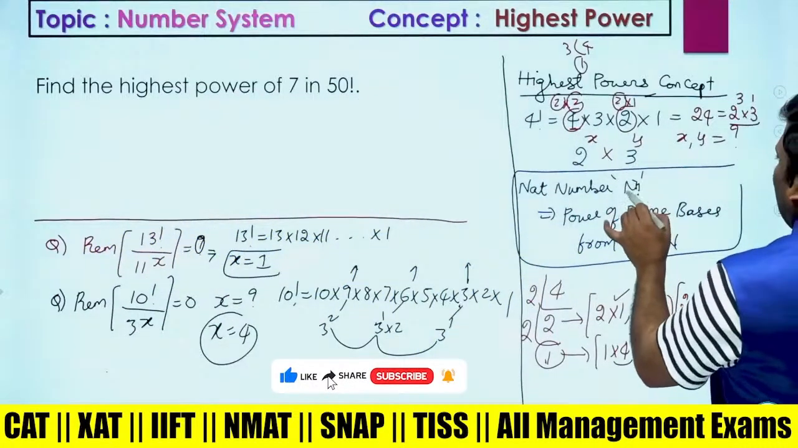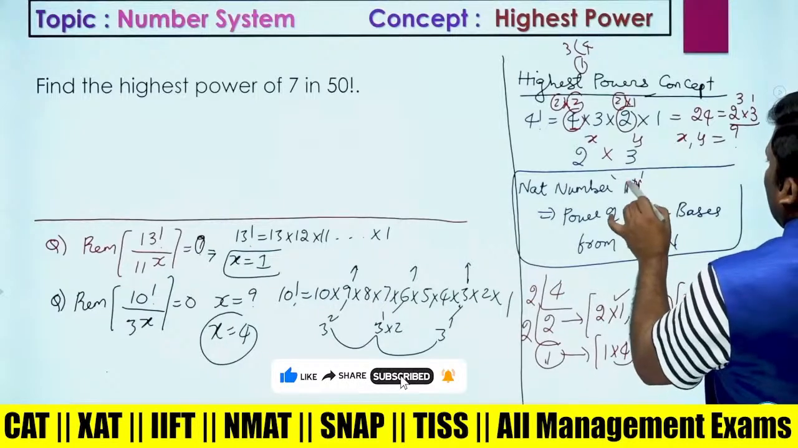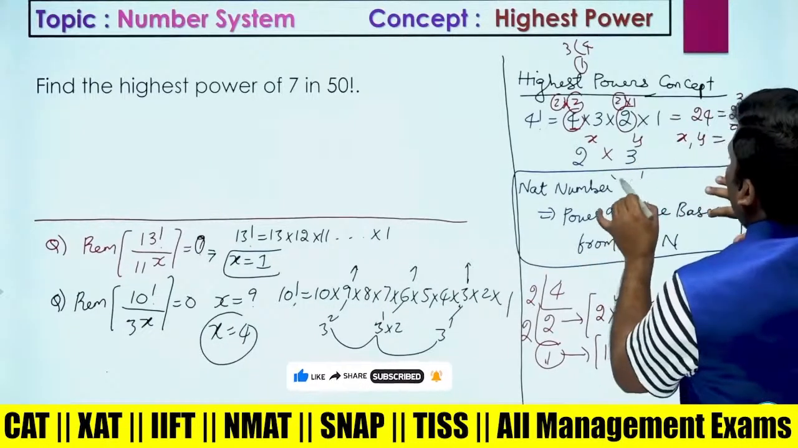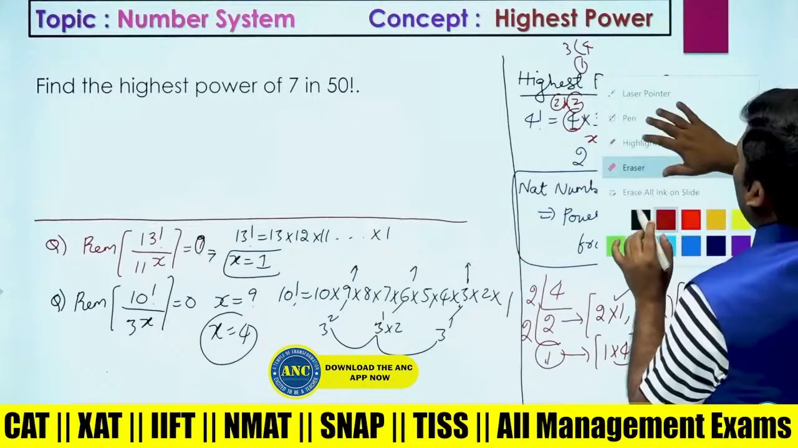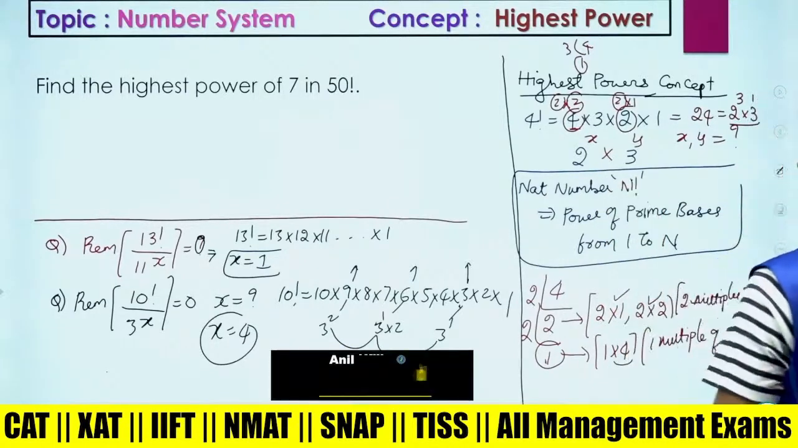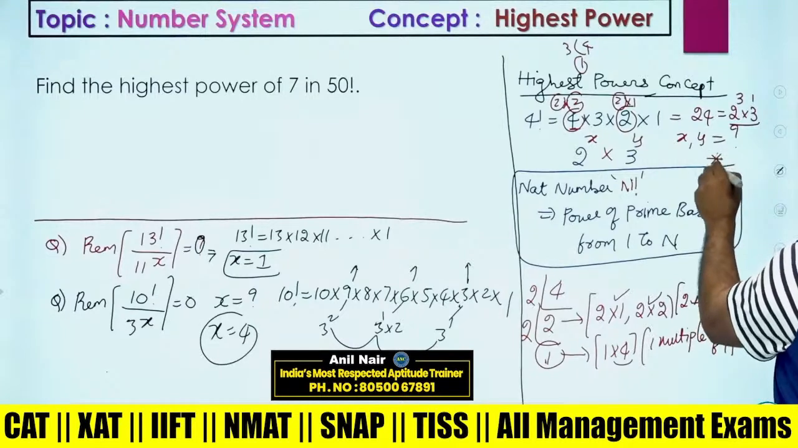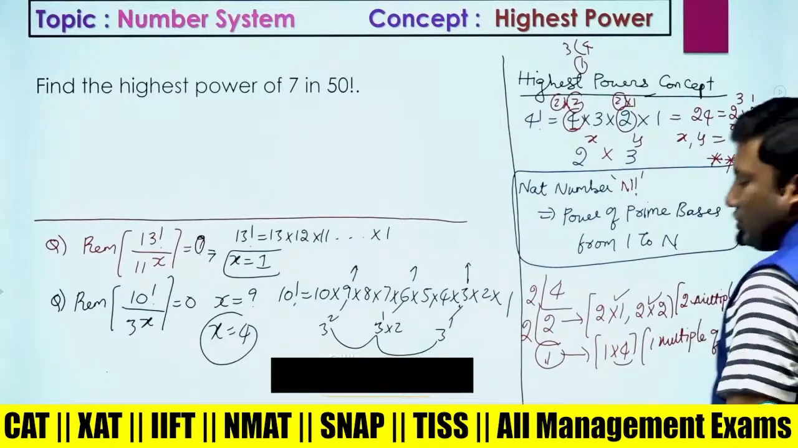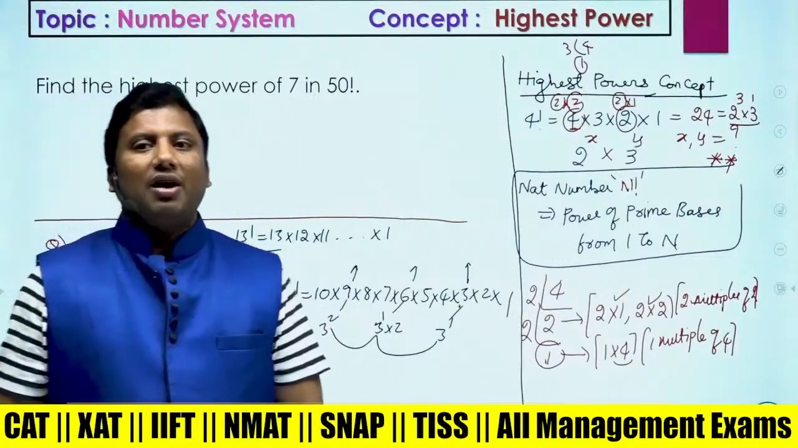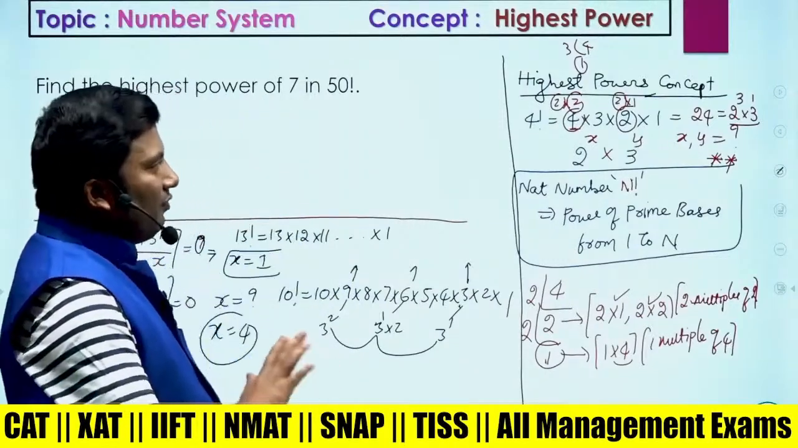Every natural number n factorial can be written as a power of prime numbers. Power of prime numbers from 1 to n. Entire class is based upon this single key point, sir. Every natural number n factorial can be written as a power of prime bases from 1 to n.